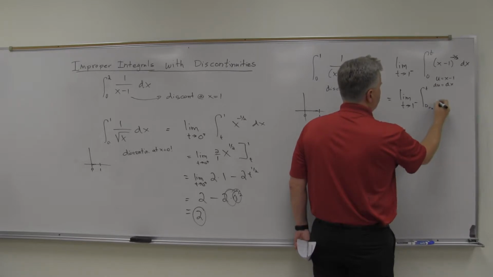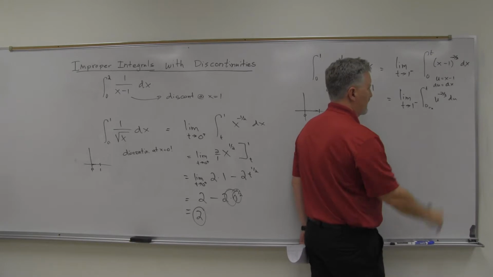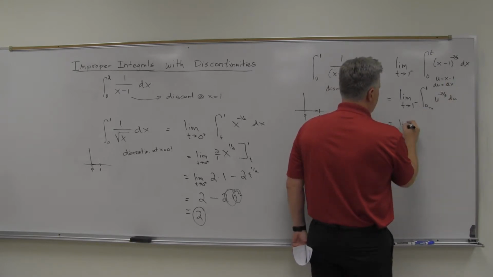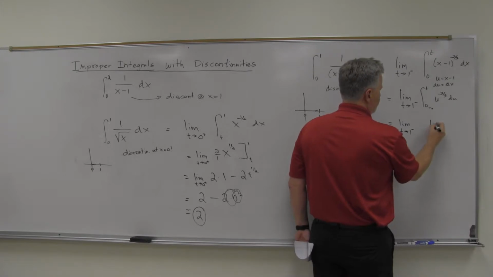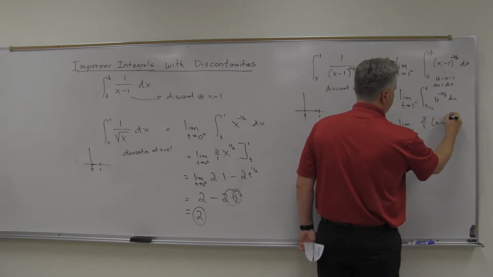These are x values, u to the negative 2/3. So that's just simple power rule. Add 1, so it would be the 1/3 power, 3 to the 1, 3 over 1 here. Let's go ahead and change that to x minus 1. What is it? 1/3.